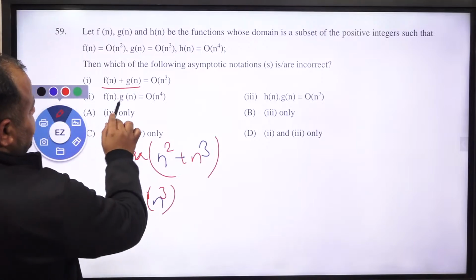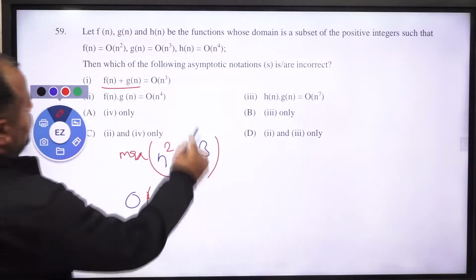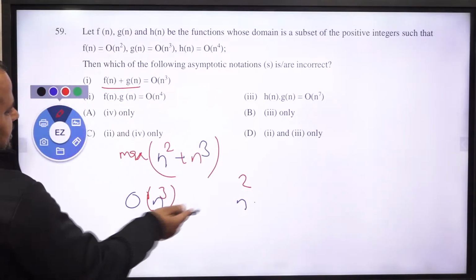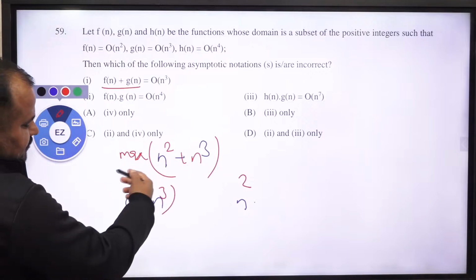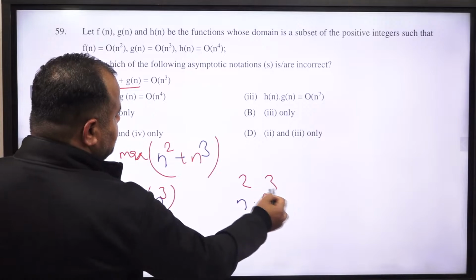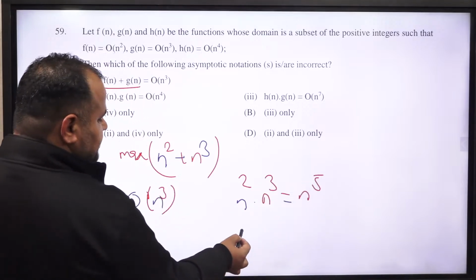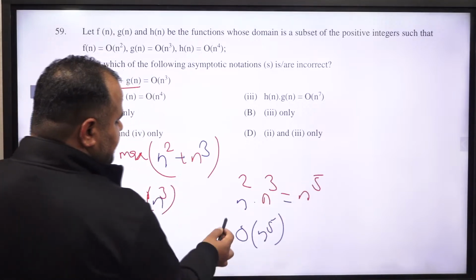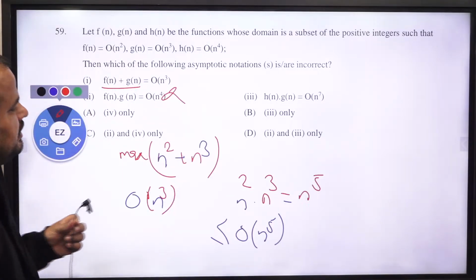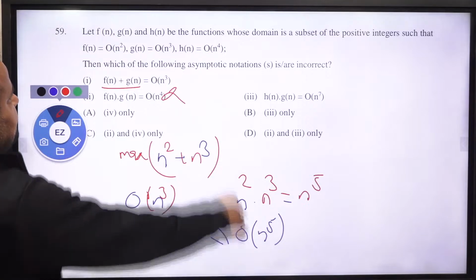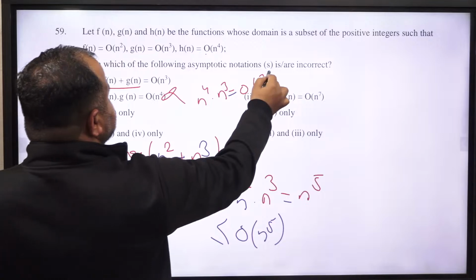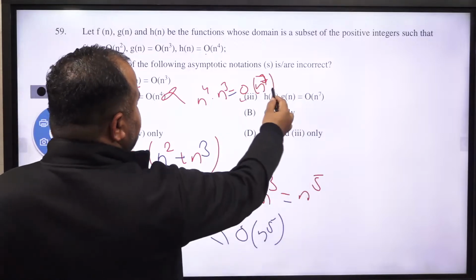Next, f of n dot g of n is order of n to the power 4. So f of n is n square, into g of n. In the case of multiplication, we have to do the multiplication as it is, but in the case of plus, we have to find the maximum. Then g of n is n cube, which is going to be n to the power 5. So it must be big O of n to the power 5, but it says n to the power 4, which is wrong. Now h of n dot g of n: what is h of n? N to the power 4. What is g of n? N to the power 3, which must be n to the power 7. So this is right.